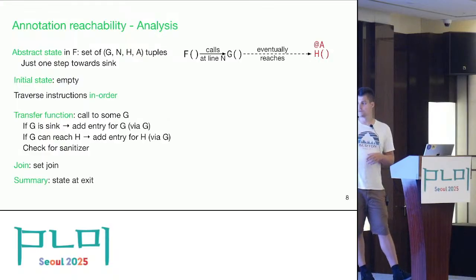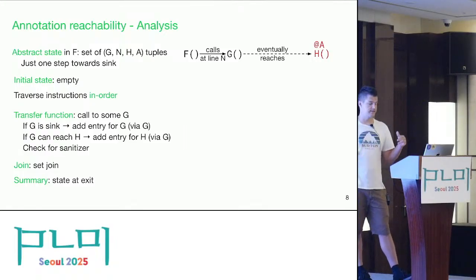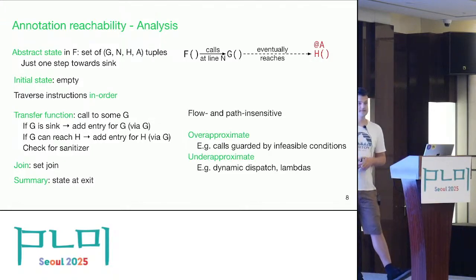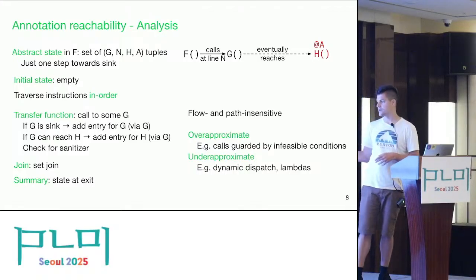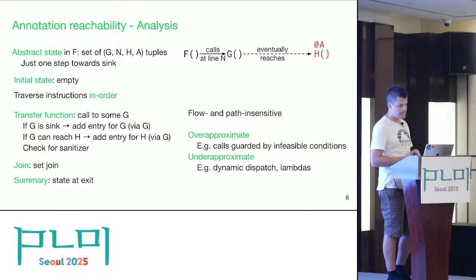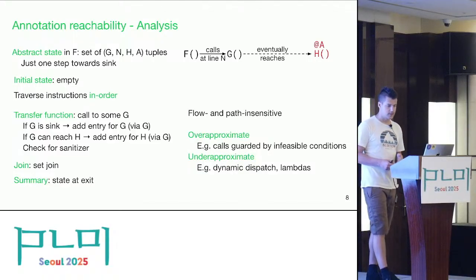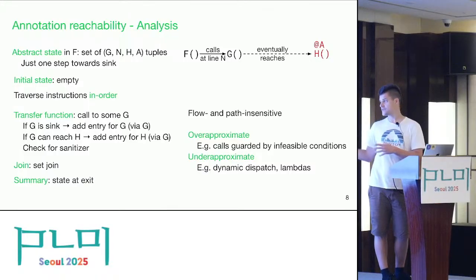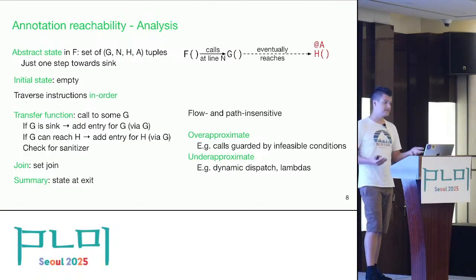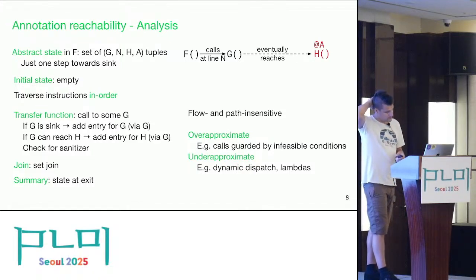And interestingly, the join operation is simple set join, and the summary is the state at the exit of the procedure. So this means that this is both flow and path insensitive, which means that in some sense it's over-approximate because, for example, we would report calls that are guarded by infeasible conditions, but it's also under-approximate, for example, if there is a dynamic dispatch or lambdas involved. But in our context, what was really important is to be scalable and to find meaningful bugs with a relatively low false positive ratio. So we are fine with making these trade-offs.